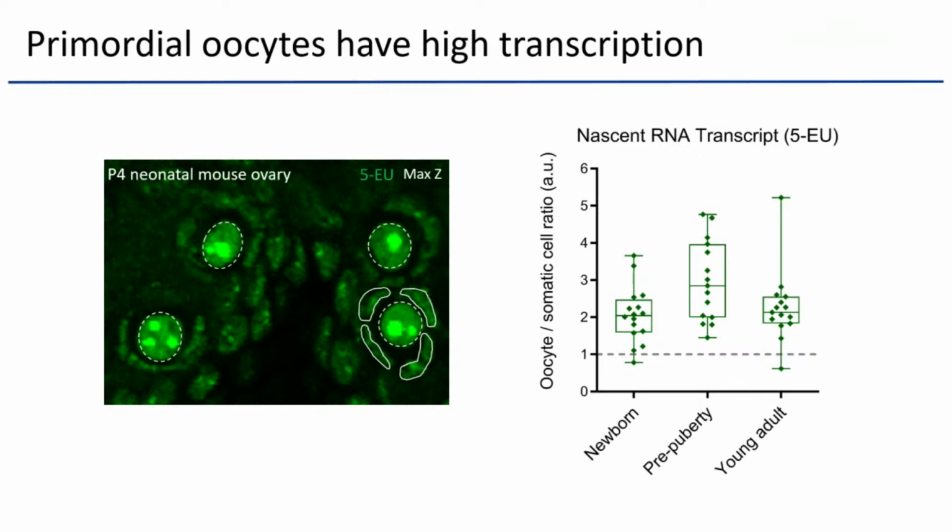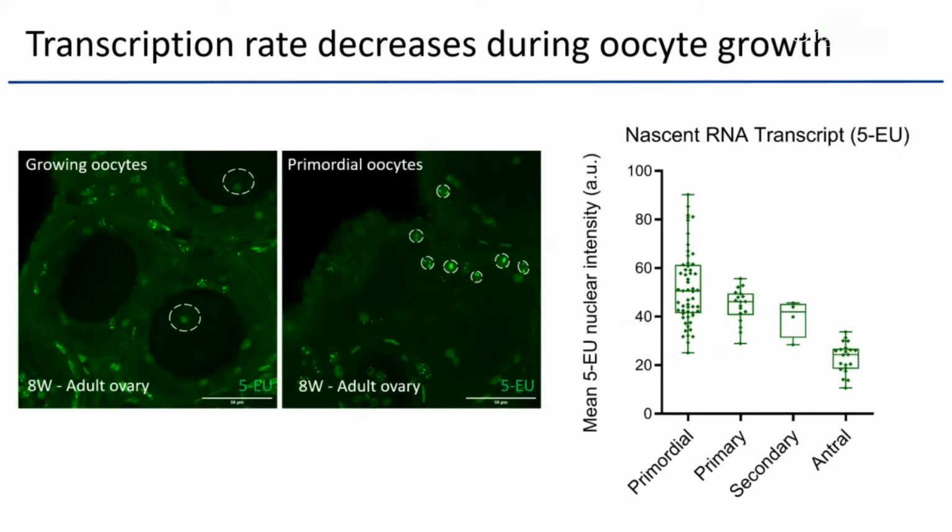Then we checked, of course, what is the transcription rate compared, for example, to the somatic cells surrounding the oocyte, the follicle cells, and we checked the ratio. So if the oocytes are transcribing in a similar amount as the somatic cells, we expect a 1-to-1 ratio, and we see that in all stages, newborn, pre-puberty, and young adult, the primordial oocytes are transcribing more than the rest of the cells.